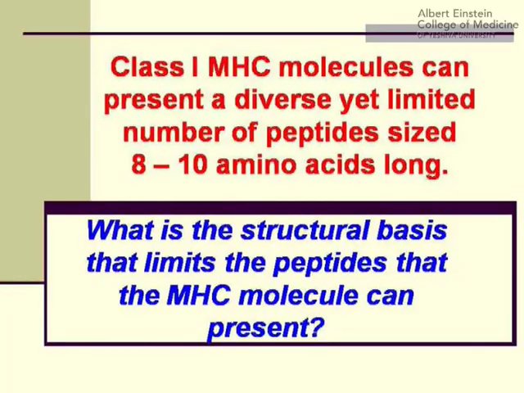Okay, so we'll start with class 1 MHC molecules. The class 1 MHC molecules can present a diverse yet limited number of peptides that are 8 to 10 amino acids long. So the point, though, is what is the structural basis that limits the peptides that the MHC molecule can present? Can an MHC molecule present any possible peptide? The answer is absolutely, positively no. They can only present a limited number of peptides. But the question is, what is the rule that determines what peptide an MHC molecule can present? And that's what we're going to start talking about.